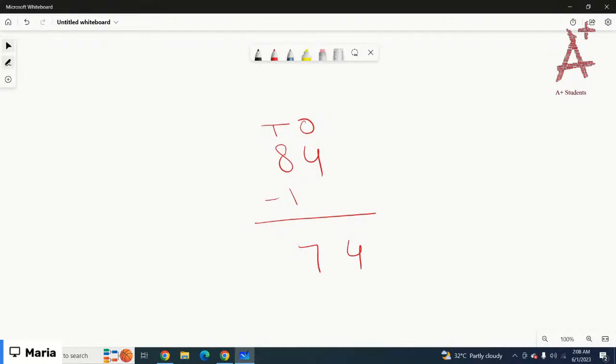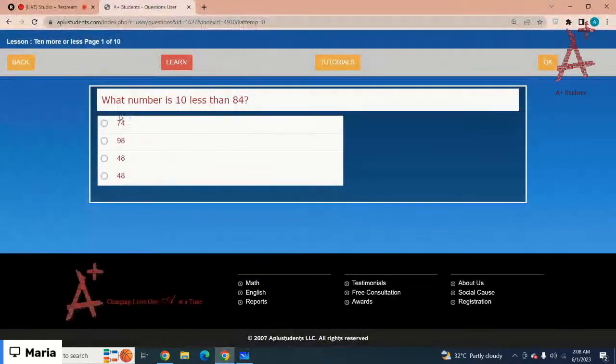So 10 less than 84 is 74. Got it? The correct option is 74.